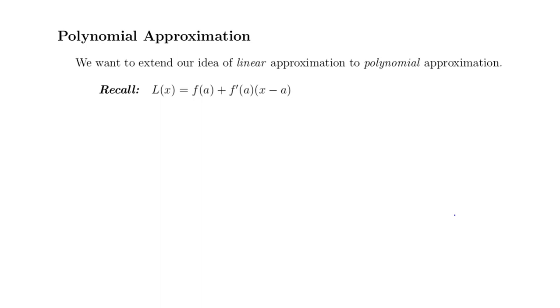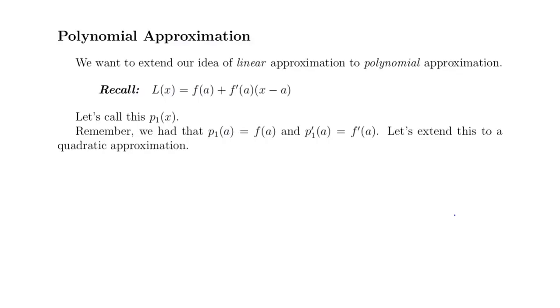This is what our linear approximation looks like. And what we're going to do is call this our first degree linear approximation. So we'll say, all right, p sub 1 of x is equal to f of a plus f prime of a times x minus a. And we've got these two properties that we talked about earlier, where the y values are the same as the function's y values, and the slopes are the same as the function's slopes.